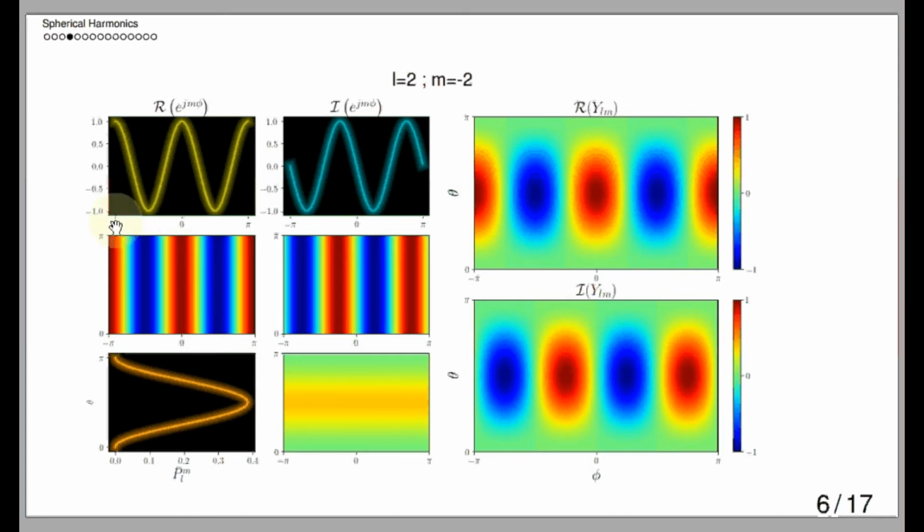The x-axis is phi and the y-axis here are the values of this function, the real part of the complex exponential and the imaginary part, that is the cos m phi and sin m phi. Because we are dealing with variable separable functions, what we can do is tile this function across theta. So that is what you see in this plot.